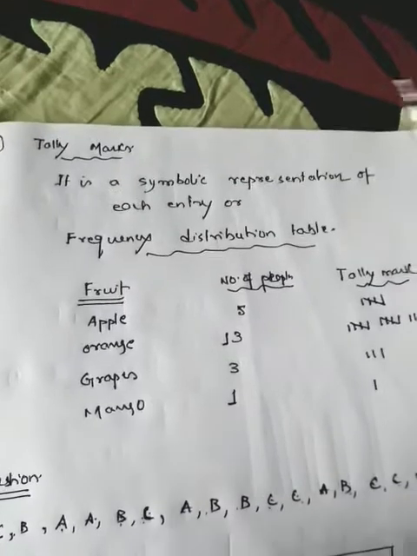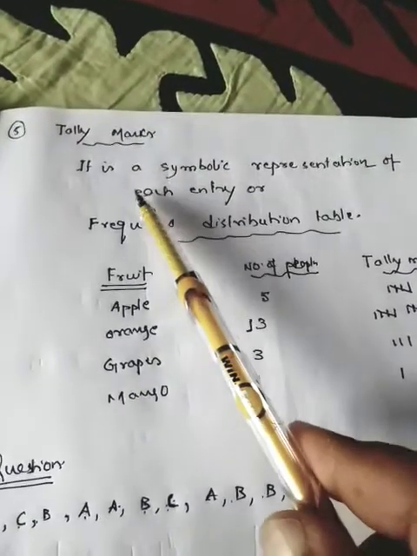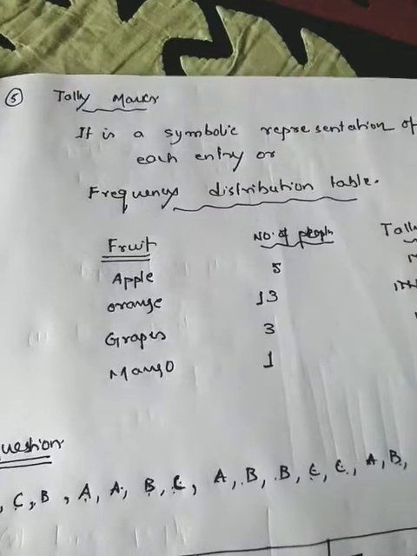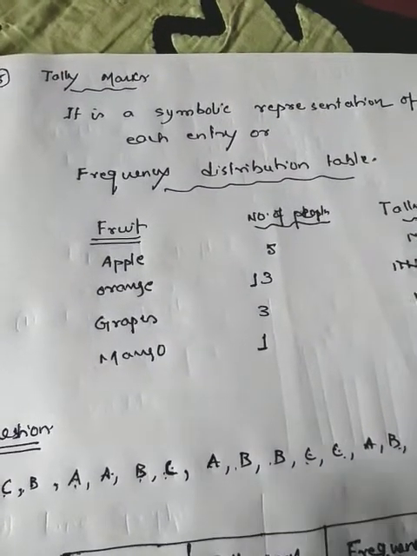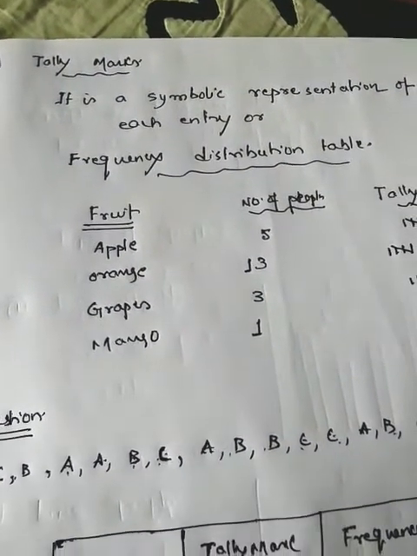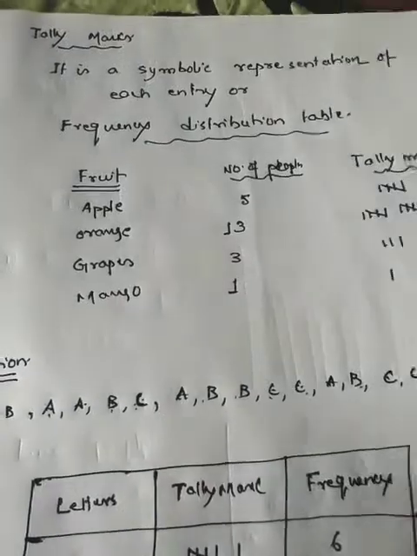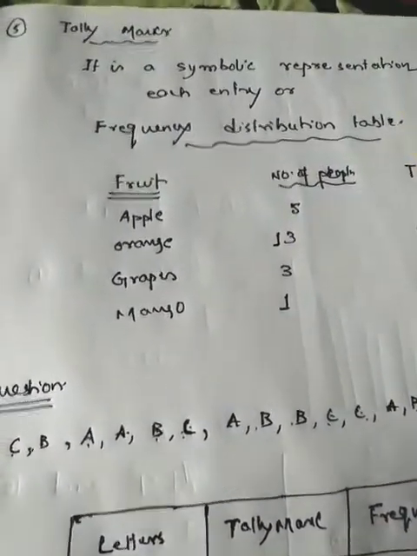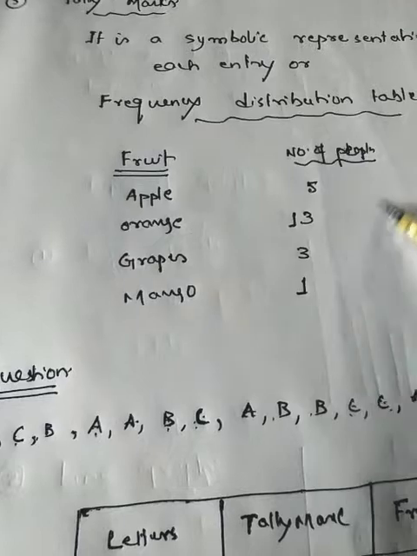Now let's move on to the next part, tally mark. Now this is very very important. What is a tally mark? It is a symbolic representation of each entry. Suppose there are many types of entries, so how do we represent those entries? For that we use some symbols. So let us see the frequency distribution table. What is the frequency distribution? This is the frequency distribution table.